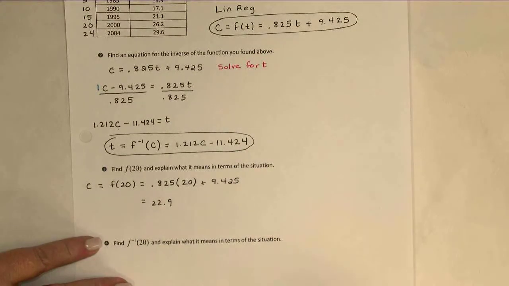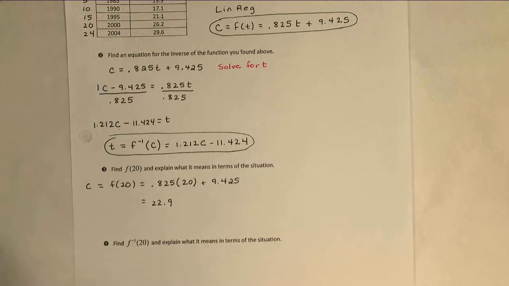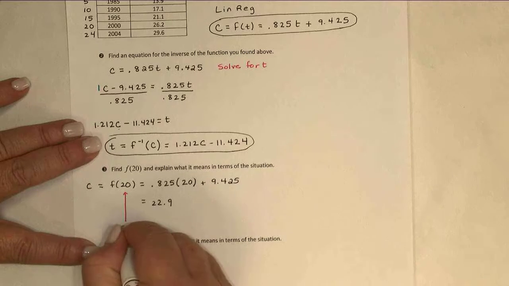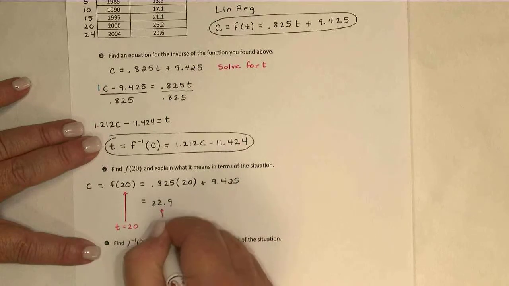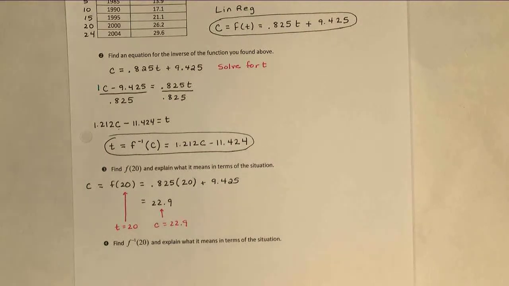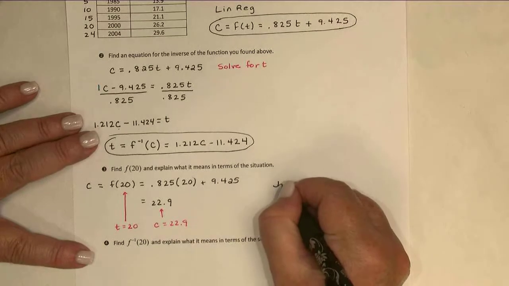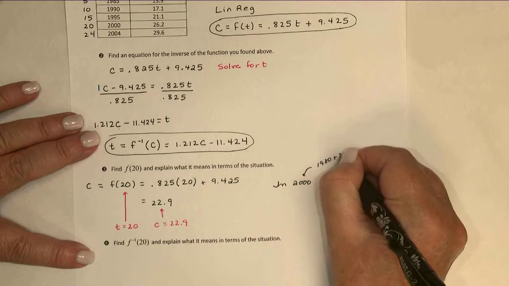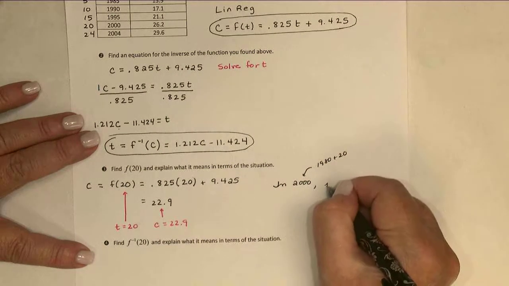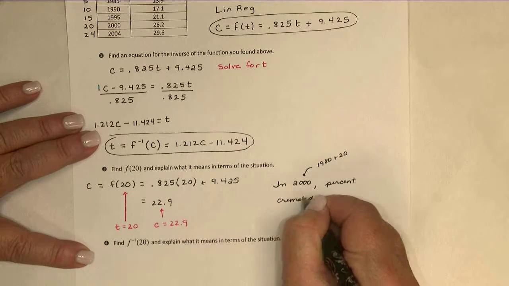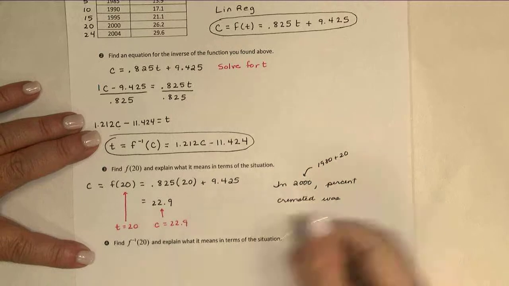All right, what does it mean? Well, again, the value that we plugged in here was the t. And the value that we got out of this was the C. So this means 20 would be 20 years after 1980, in the year 2000. The percent of bodies that were cremated was 22.9%.